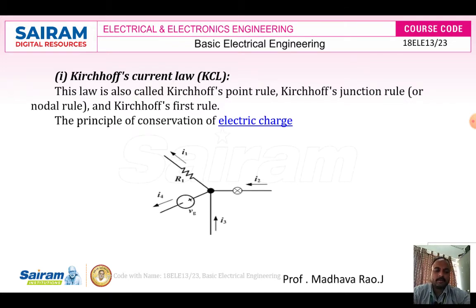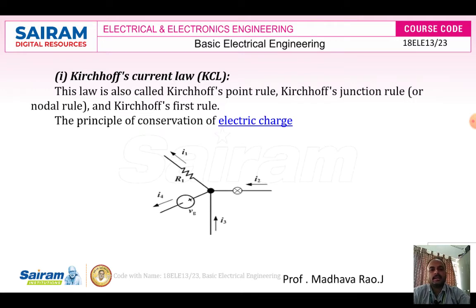KCL statement, sum of incoming current to the junction in any network is equal to sum of outgoing current from the junction in any network. So that is the statement of KCL. Sum of incoming current to the junction is equal to sum of outgoing current from the junction in any electrical network. So KCL is a principle of conservation of electric charge. KCL belongs to conservation of charges.